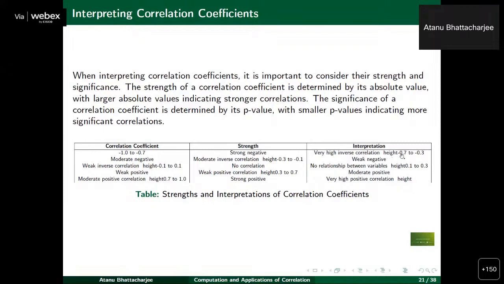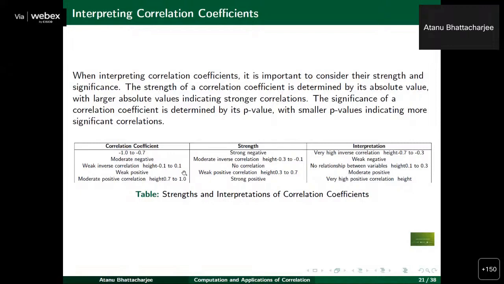For example, -0.7 to -0.3 is a moderate negative correlation. If it is weakly negative, then it should be between -0.3 and -0.1. If it is a low correlation, then it should be around 0, and so on. So thresholding can be done based on these different correlation coefficients.